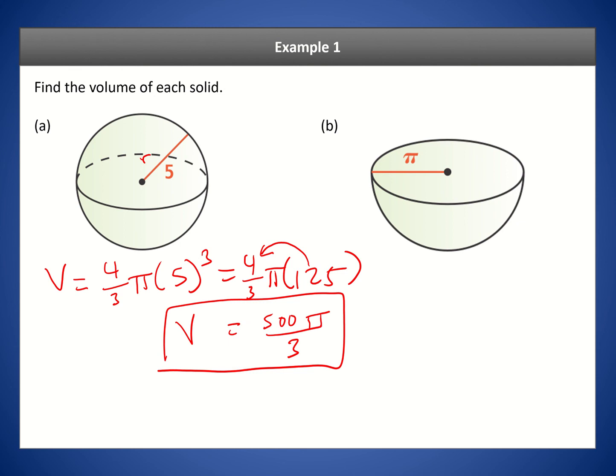You could do 500 divided by 3 if you want. You'll get a decimal, and then you can write it as 166.7 pi. But I'm just going to leave it like that. And you can replace pi with 3.14 and get a number as well.